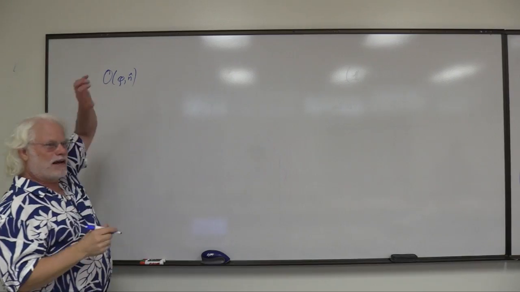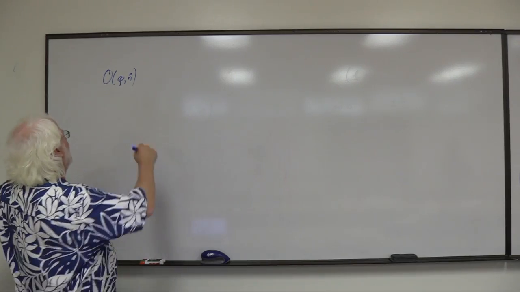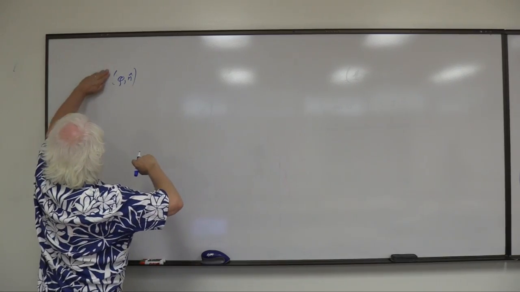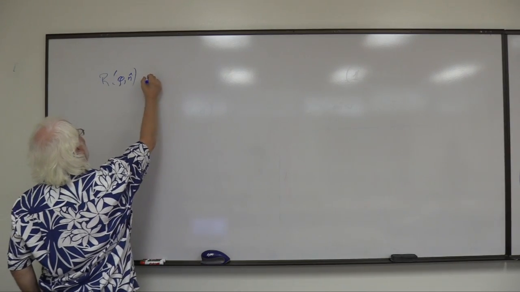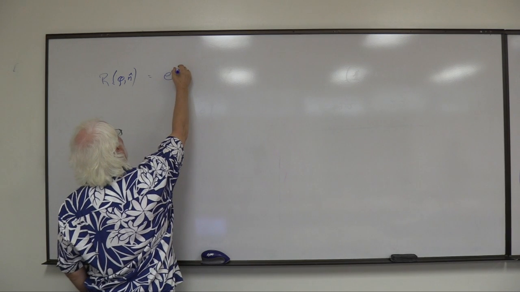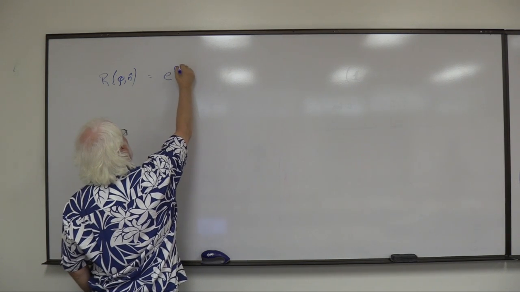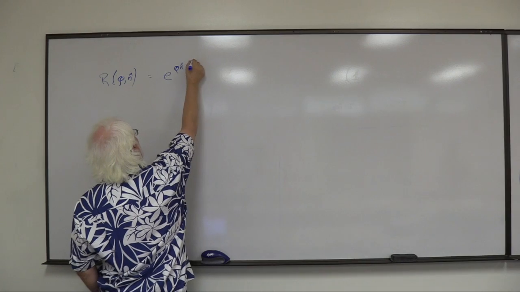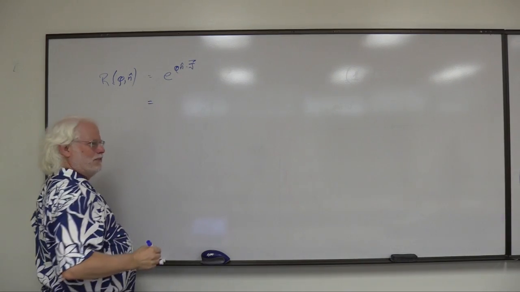So, an orthogonal transformation. Let me call this R. We know it's given by the exponential of phi n·j. So tell me what to do.